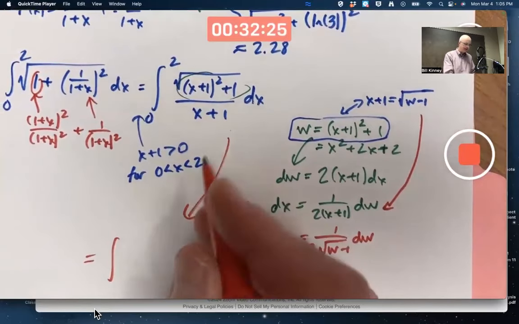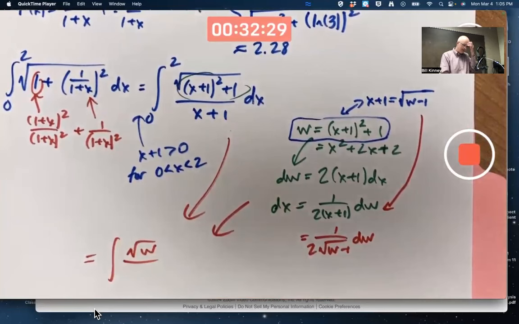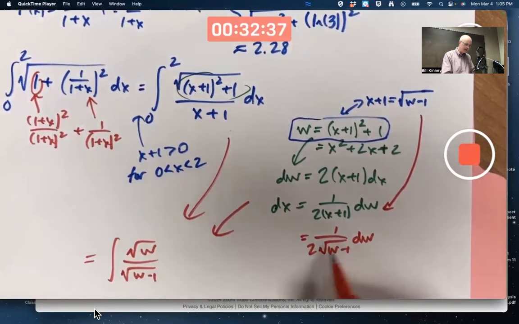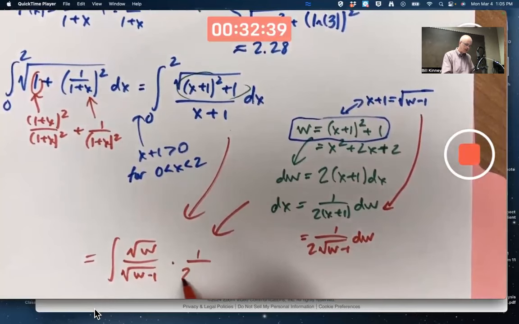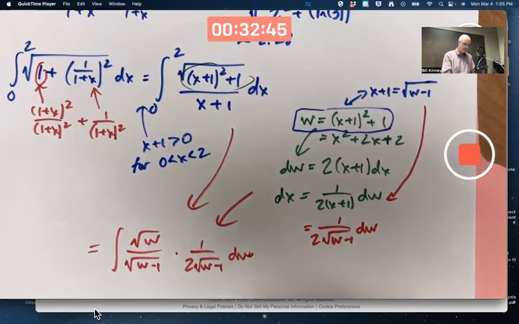In the top, I get the square root of w. And the bottom, x plus 1 gets replaced by square root of w minus 1. But don't forget the dx has got to get replaced with 1 over 2 square root of w minus 1 dw. And if I want these to truly be equal, I do need to change the limits of integration, which you should know for the exam.